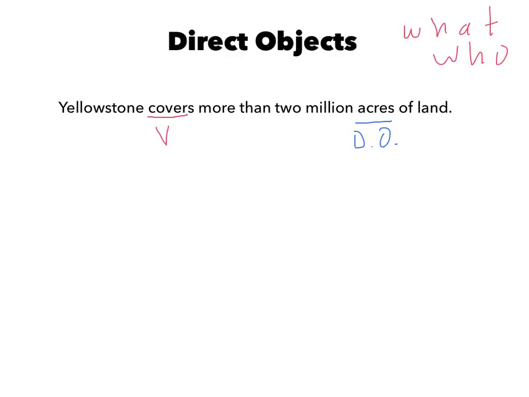Now you may have thought that it was land, okay? All right, but it's not land. When you see this of land, this is actually what's called a prepositional phrase. And I just abbreviate that. But what a prepositional phrase does is it gives more information. All right, but what Yellowstone actually covers is acres. And then of land is just more information that helps us know exactly what the acres are, that they're of land.